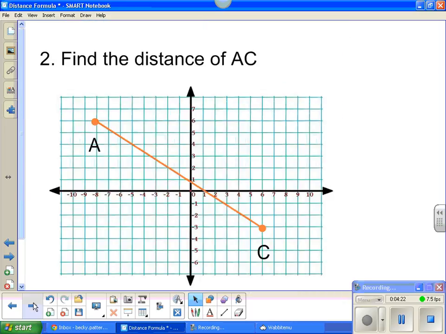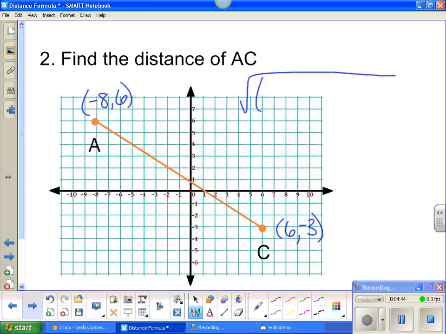Number 2, find the distance of AC. Okay, so first we need our point. So the point for A looks like it goes left 8 and up 6, and C goes right 6 and down 3. So I have my 2 points. So now I'm going to plug into my distance formula. Remember, you start with your x's. So I'm going x minus x.